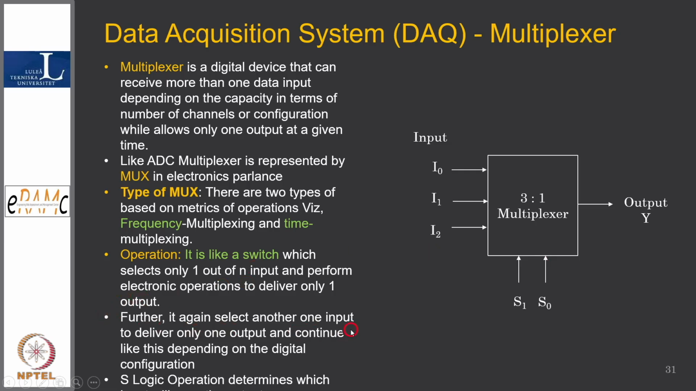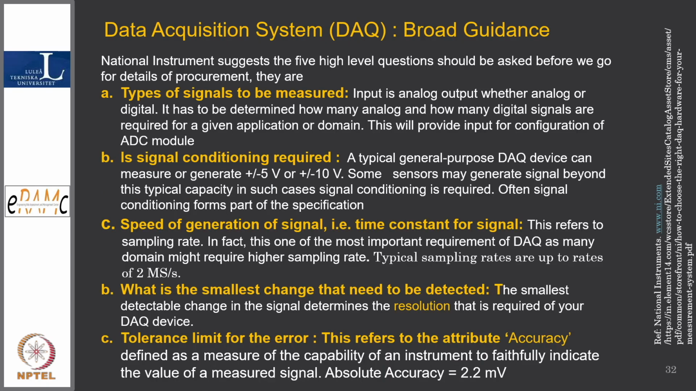Further, it again selects another input, and these are the sequence 1, 0, as many as you have here. It will be controlling this output at the node. Further, it again selects another input and will deliver only one output, and continues like this depending on the digital configuration. So we are getting a digital configuration here. The S logic operation determines which will go out. This will go out, this will go out, or this will go out. So that sequence has already been determined on the chip in the multiplexer.